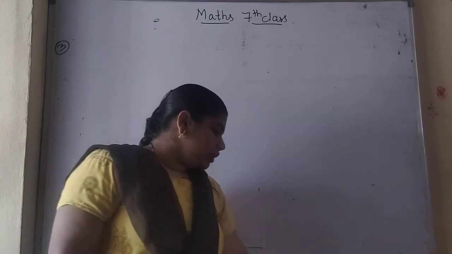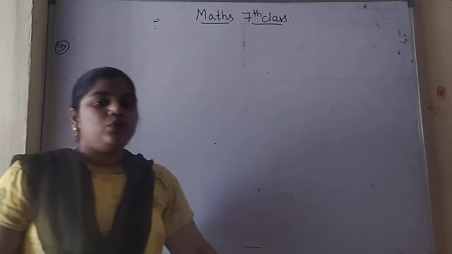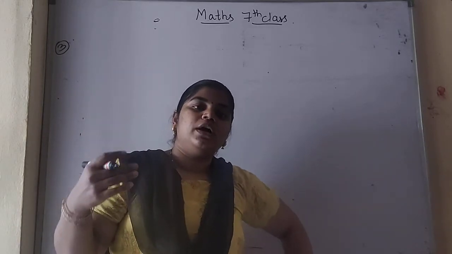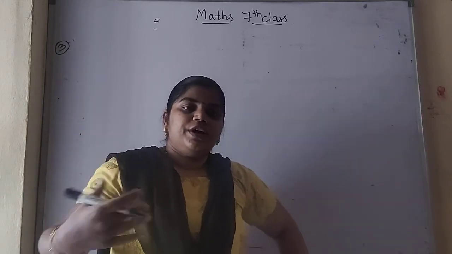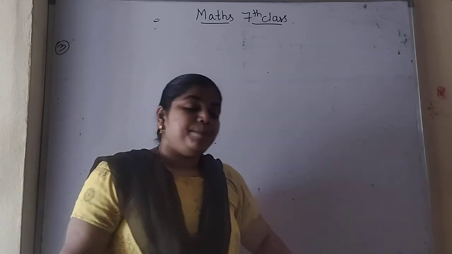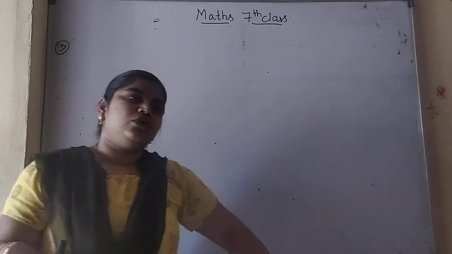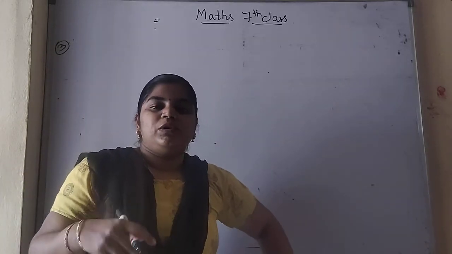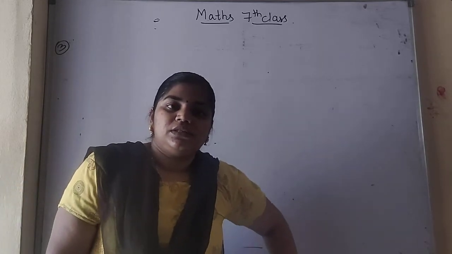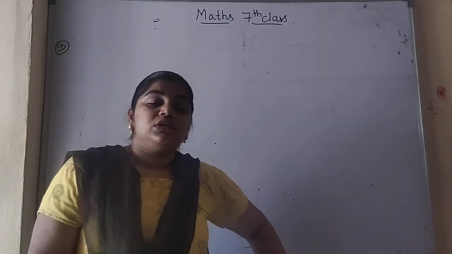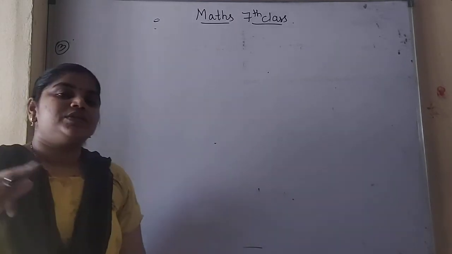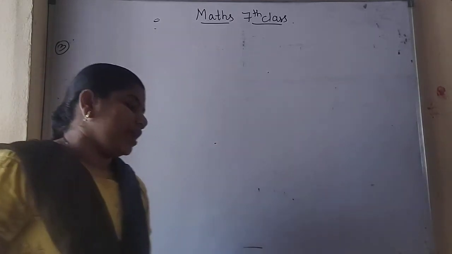So here the temperature at 12 noon is 10 degrees Celsius, and from 12 noon, for every hour it is decreased by 2 degrees Celsius. Below 8 degrees means it will be minus 8 degrees Celsius. We have to find the time at minus 8 degrees Celsius, and also we have to find the temperature at midnight 12.